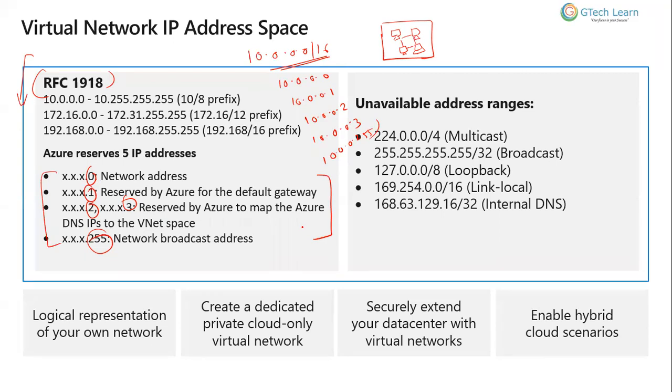Now, if I'm talking about the unavailable IP address ranges, these are the IP address ranges that we cannot utilize to create a virtual network. One is going to be used for multicast, 255.255.255.255 with the /32 CIDR value is used for broadcast, this one is used for loopback, that one is for link local, and this IP is used for internal DNS. So we cannot utilize those IP addresses while creating the virtual network.